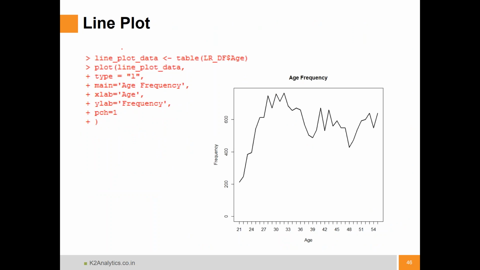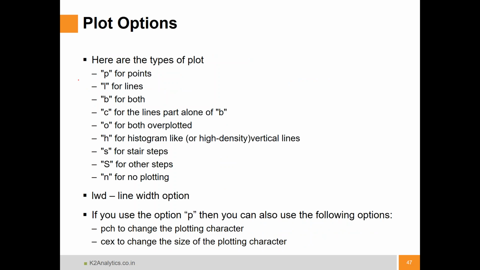Line plot. Instead of having bars, I want a line, so I use a line plot. Like when I'm making this line plot, there are various options. P is for points, L for lines, B for both. Let me try and run this line plot also so that you can visually see what these types of plot options mean.